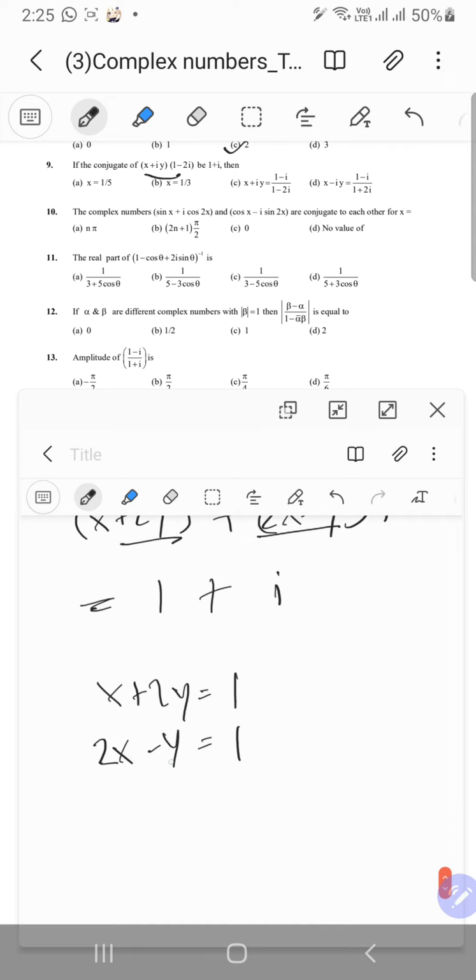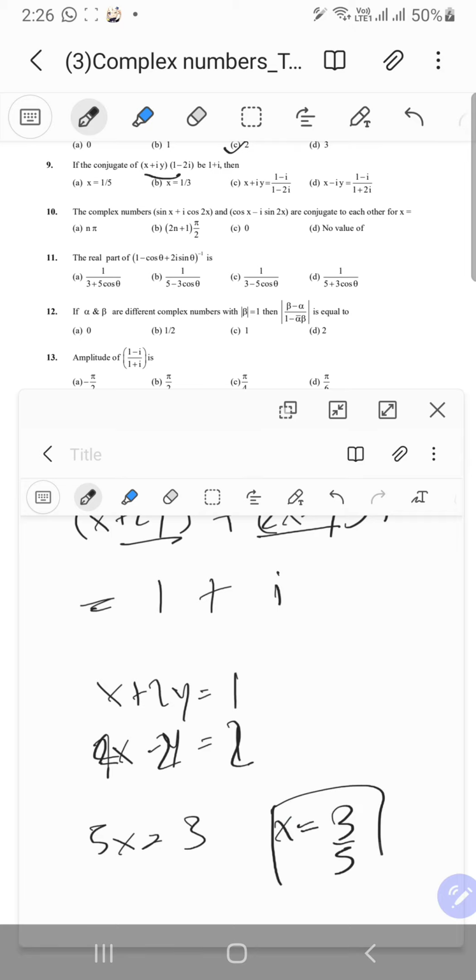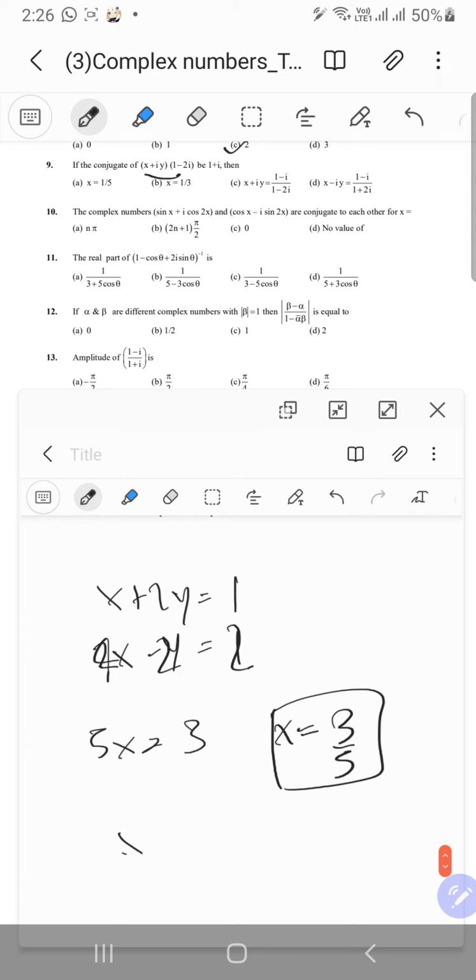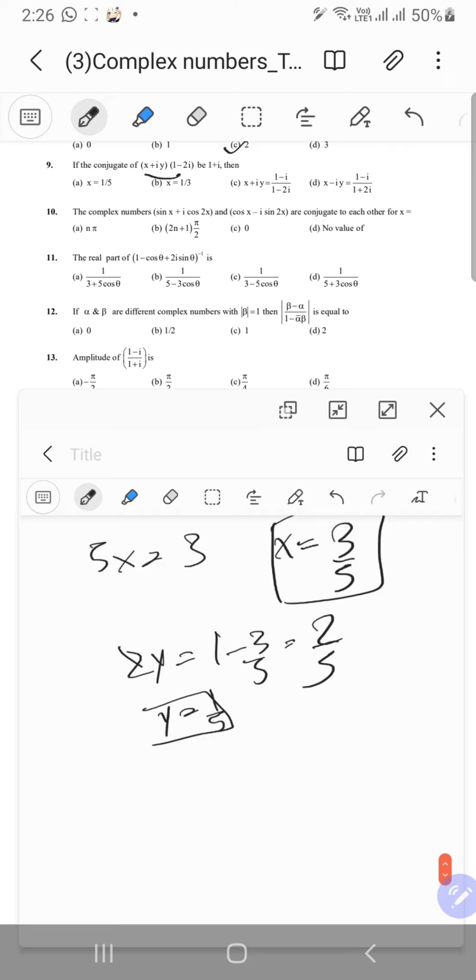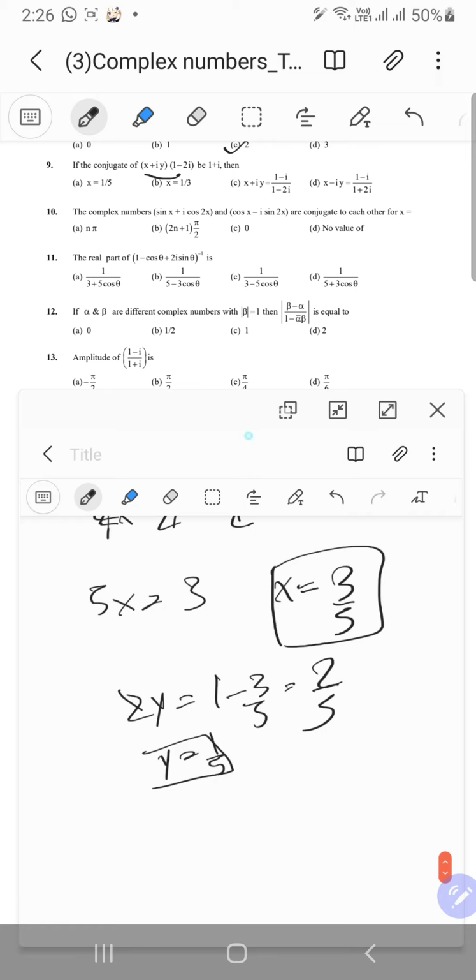Subtract. So subtracting, no, don't do that, multiply by 2 and add, so just get 5x equal to 3, x equal to 3 by 5. Okay, just put that over there. So 2y equal to 1 minus 3 by 5, which is 2 by 5. So y equals to 1 by 5, right? So x equal to 1 by 5, no. x equal to 1 by 3, no. x plus iy equals to 1 minus, I mean, yeah, that makes sense.